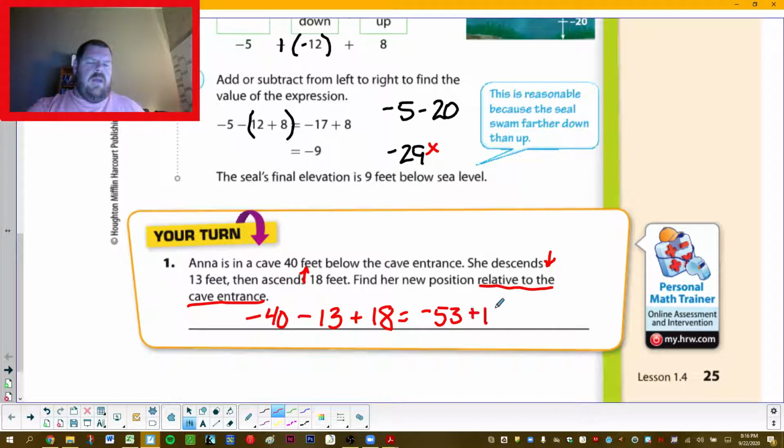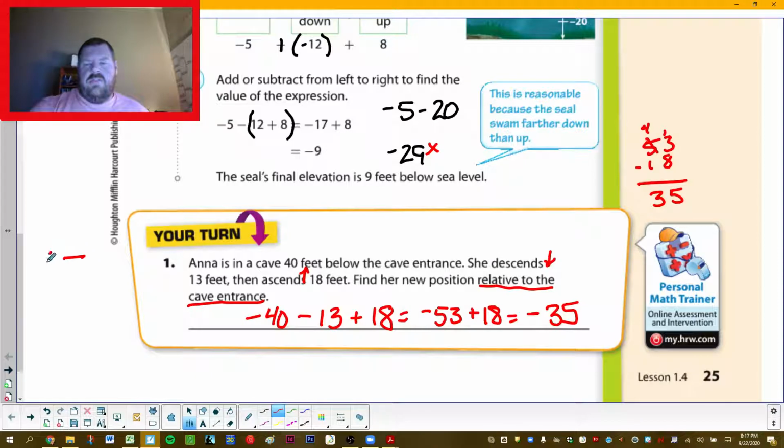And then we're going to add 18. So this is an addition problem with different signs. I think about subtracting them, and I'll keep the sign from the bigger one. So I know that this is 4, put a 1 there. That's going to give me 5. 4 minus 1 is 3, so it equals 35, but the 53 is the bigger one, and it's negative, so that means negative 35. So she is 35 feet below the cave entrance. Which then we kind of want to try to make sense of it, right?